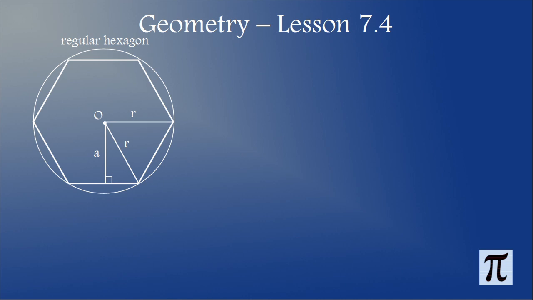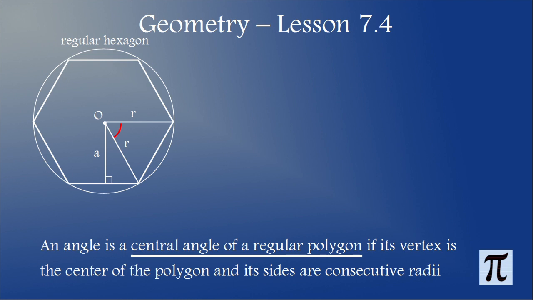Let's draw another radius here next to the first one we drew. This is what we call consecutive radii. They are radii that touch two consecutive vertices of the hexagon. Now let's take a look at the angle created by these two radii. An angle is a central angle of a regular polygon if its vertex is the center of the polygon and its sides are consecutive radii, like we have here.